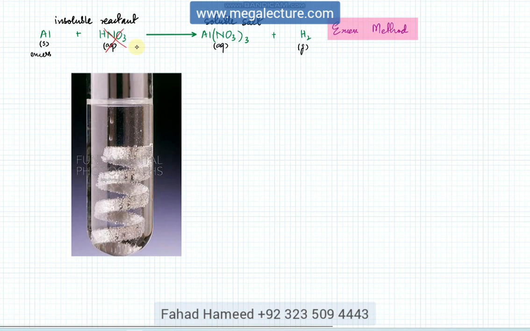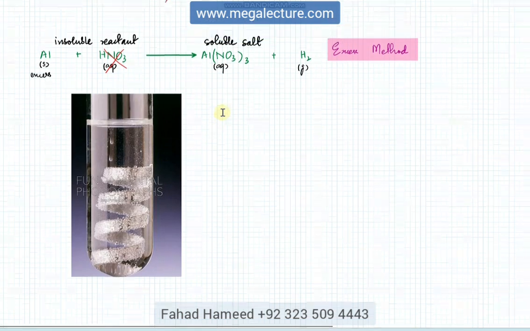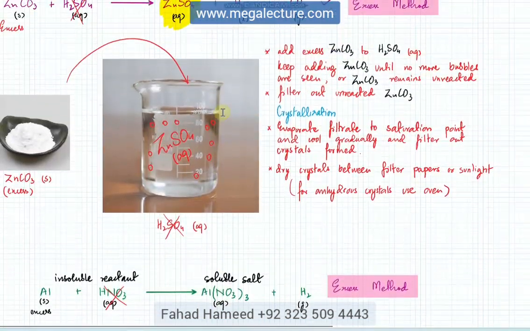You want to get rid of all of it in the solution so that your solution at the end only contains your salt and there's no leftover nitric acid that's going to contaminate it. So you want aluminum to be added in excess. Now again, I'm just going to copy paste everything. The excess method is going to be exactly the same.